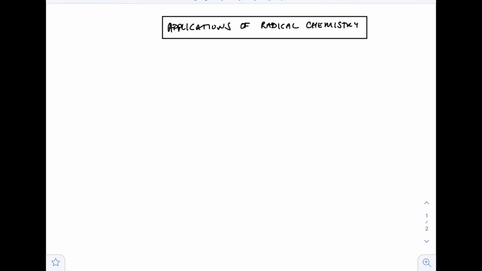All right, so this one's a fun one. Not that they're all fun, but this is applications of radical chemistry. So I'm going to be talking about a variety of things that are occurring around us. And the first thing is oxidation of unsaturated lipids.